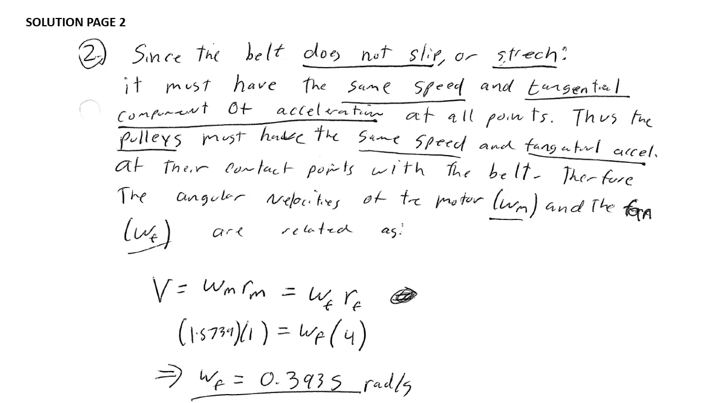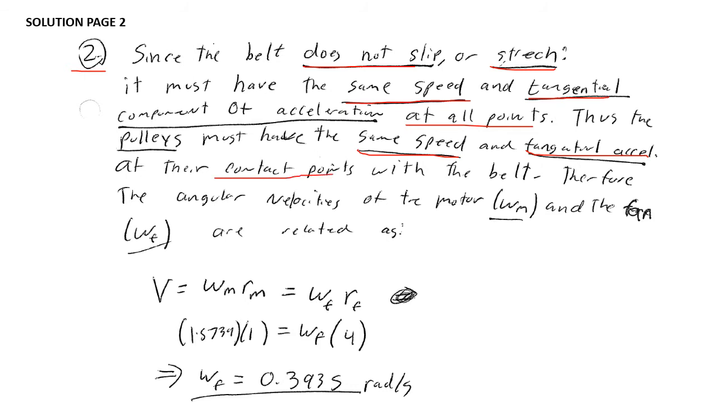So going on to step 2 of our plan for our solution here. Since the belt does not slip and does not stretch, it must have the same speed and tangential component of acceleration at all points. Therefore, the pulleys must have the same speed and tangential acceleration at their contact points with the belt.